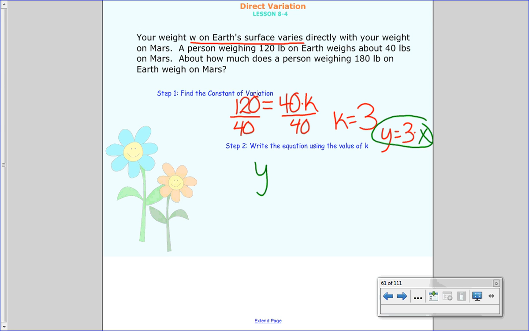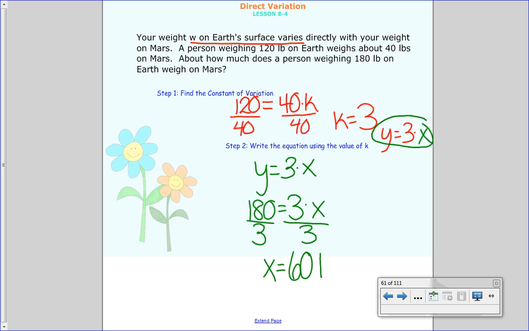Now it says, find your weight on Mars if you weighed 180 pounds on Earth. So again, we can go ahead and do that. Put 180 in for our weight on Earth. And then we have 3 times X. Let's figure out what our weight on Mars would be. 180 divided by 3 is 60. So you'd weigh 60 pounds on Mars.